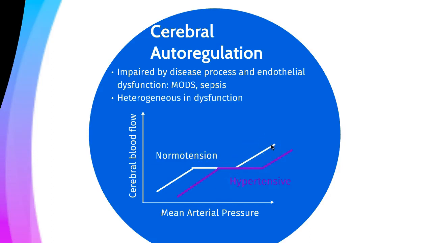And as you have increased blood flow, you're going to have increased risks for cerebral edema. And then the purple line is going to highlight what happens when the patient is chronically hypertensive, shifting that curve to the right.